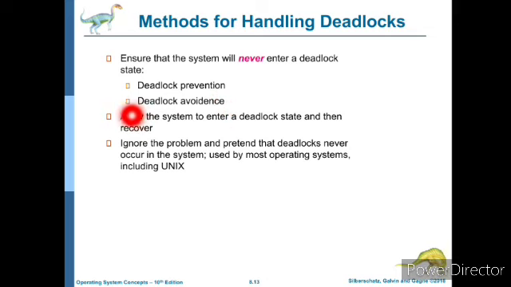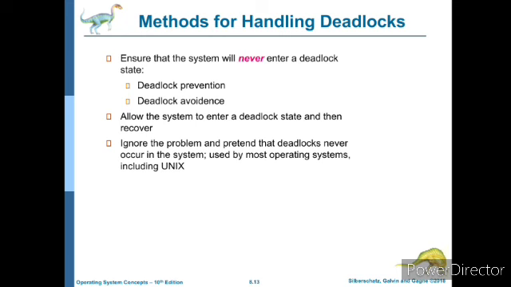Okay, next solution to handle deadlock will be to allow the system to enter a deadlock state, detect it, and then recover. And the third case is to ignore the problem altogether and pretend that deadlock never occurs in the system. The third solution is used by most of the operating systems, including Linux and Windows. It is then up to the application developer to write programs that handle deadlocks. Okay, if the system does not employ either a deadlock prevention or deadlock avoidance algorithm, then the deadlock situation may arise. We'll see one by one.